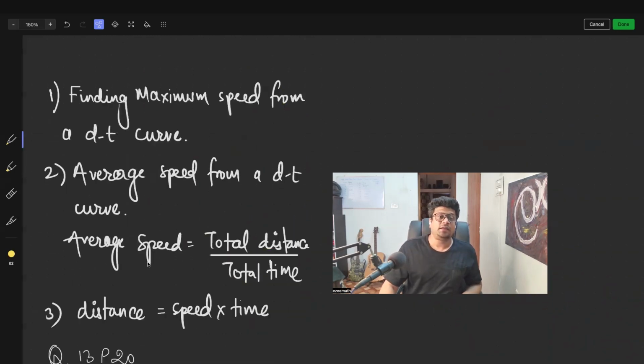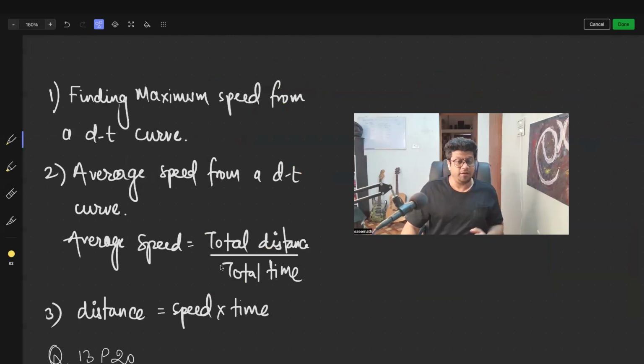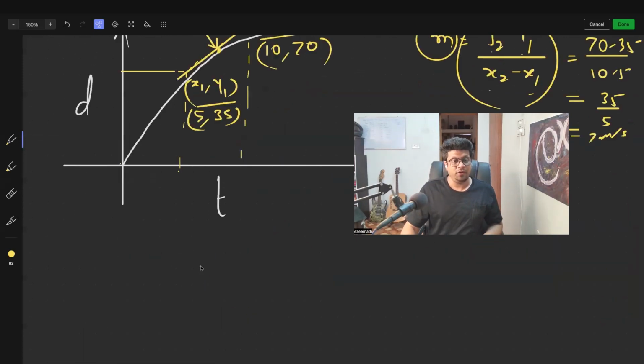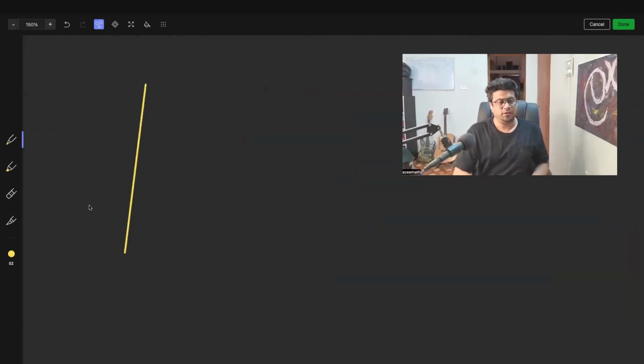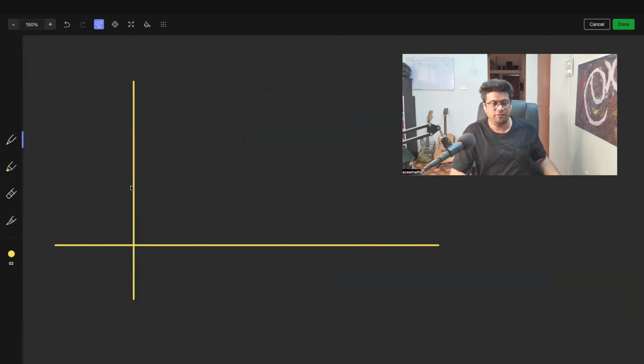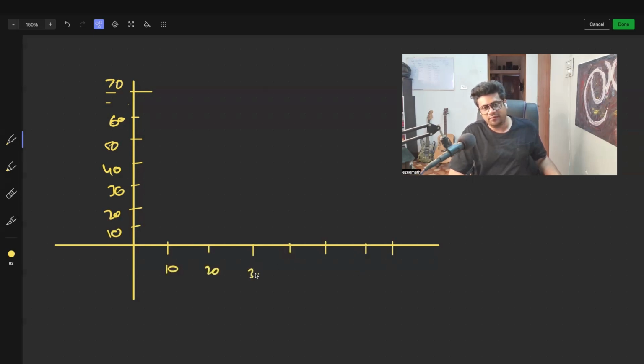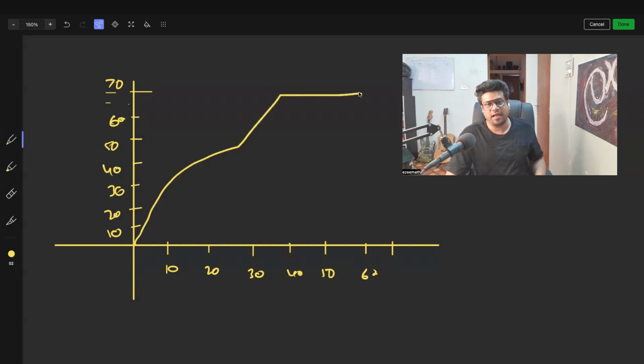And the other thing is calculating average speed from a distance time curve. Okay, so average speed from a distance time curve, how are we going to find that? So here we go. Let's say there is a distance time curve and there are different distance values. So let's say it ends up at 70, there's a 60, there's a 50, there's a 40, 30, 20, and 10, and then there are time values, let's say 10, 20, 30, 40, 50, 60. And then you have the curve, which maybe goes like that and this way and like that.